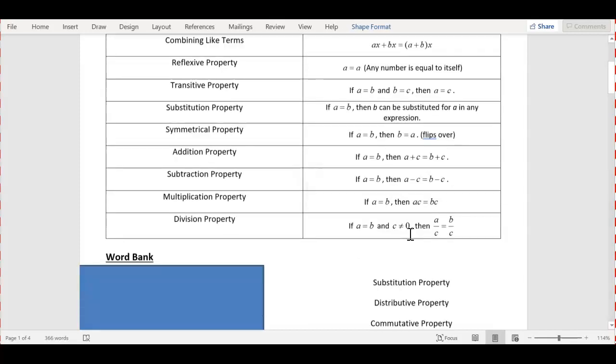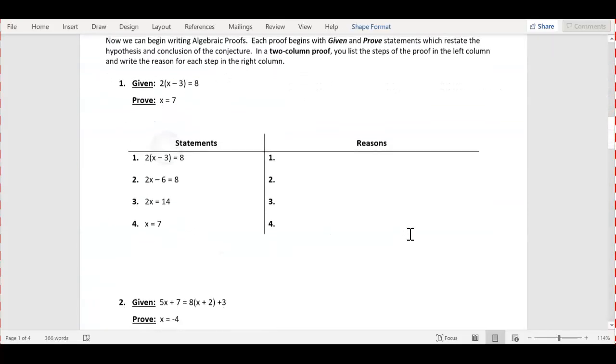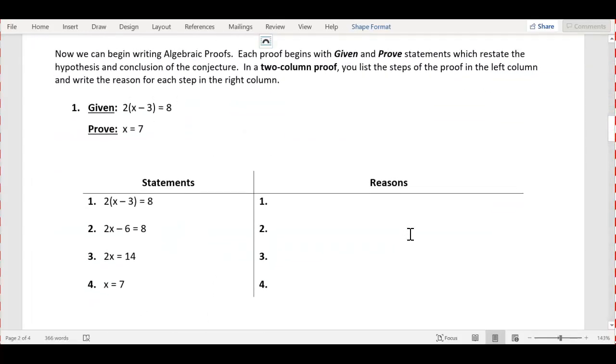All right, next page here. At the top, it says now we can begin writing algebraic proofs, okay? Now, yesterday's warm-up and today's warm-up is kind of basically what we're doing. Solve it, give me a reason. That's it, okay? Each proof begins with given. Why don't you circle that? What does each proof begin with? Given, hey, okay? And let's see here. In a two-column proof, you list the steps on the left and then the reasons on the right.